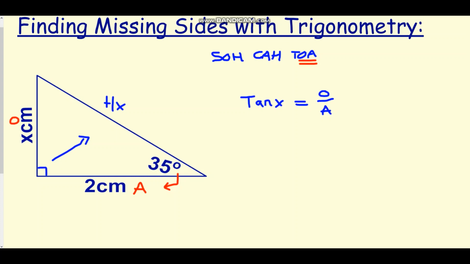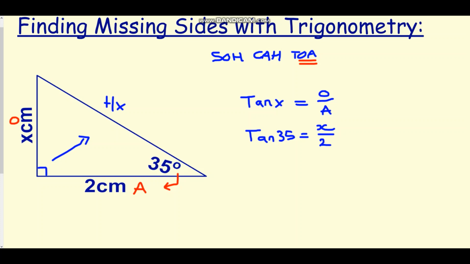Substituting in the information that we know from our diagram, we don't have tan x anymore because we know what that angle is. We know it's tan 35. That's equal to our opposite side, which is our missing length. That's our x variable. And our adjacent, which is 2 centimeters in this case.